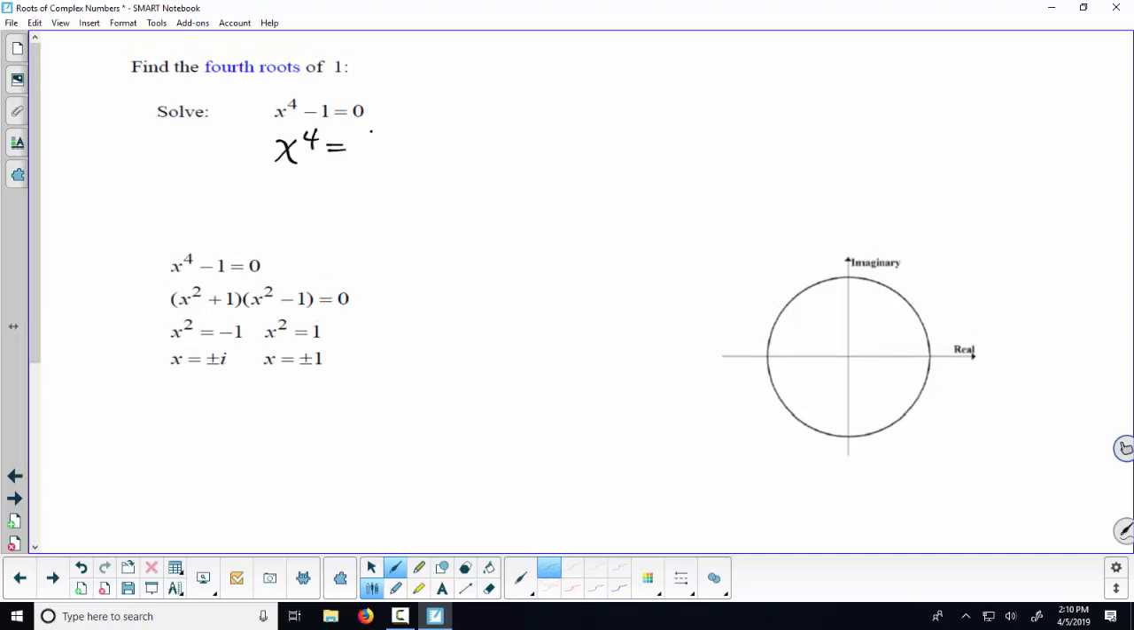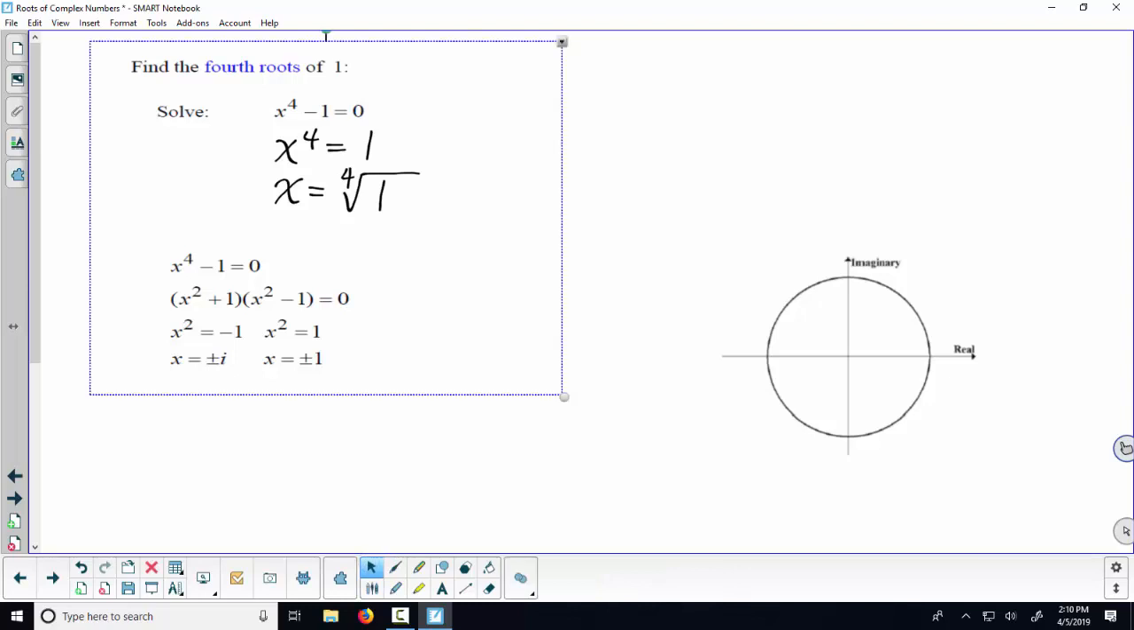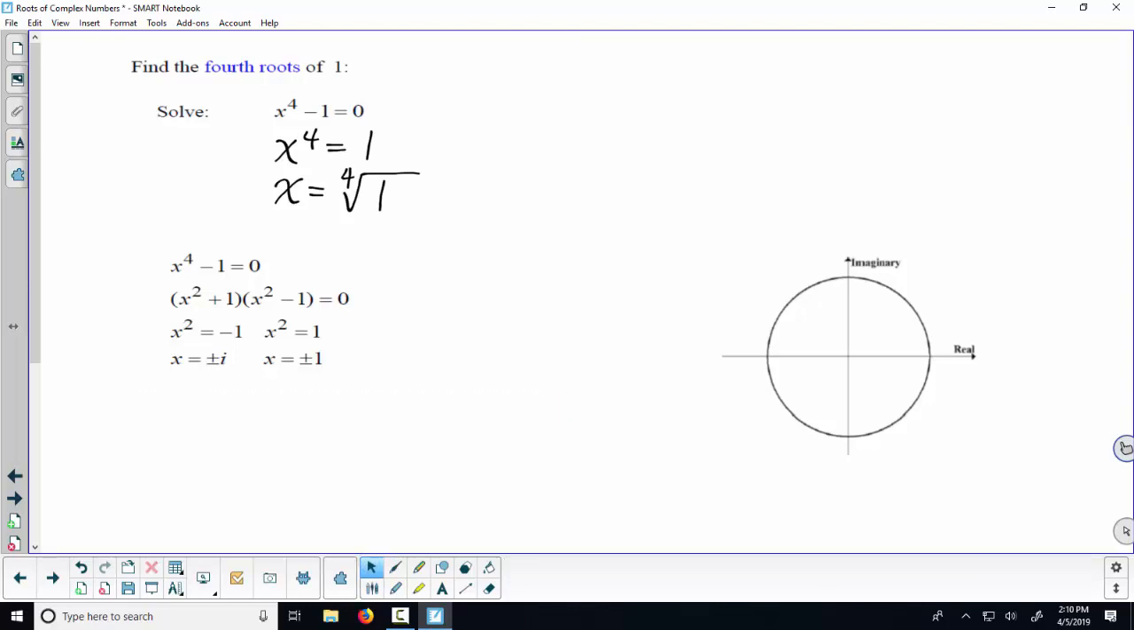X to the fourth equals 1, which means x is the fourth root of 1. So what are the fourth roots of 1? Well, we probably already know that 1 and negative 1 are roots. We can find them algebraically. I could solve that polynomial equation by factoring, difference of squares.